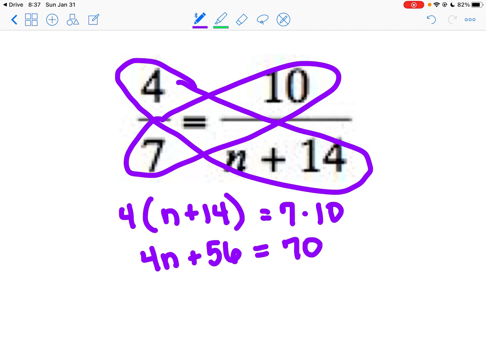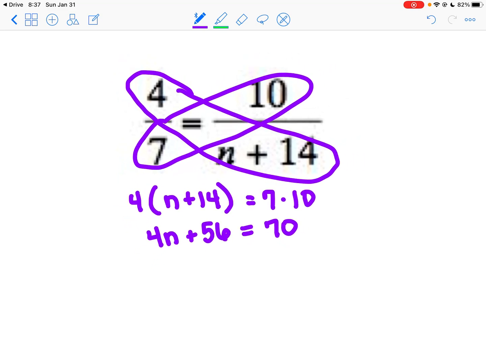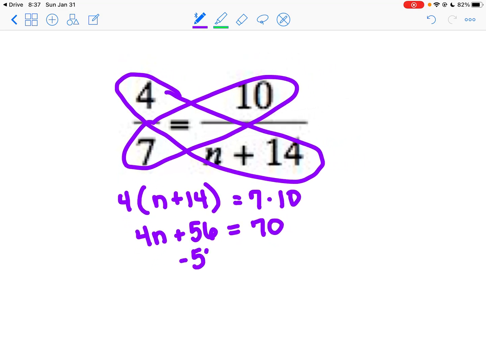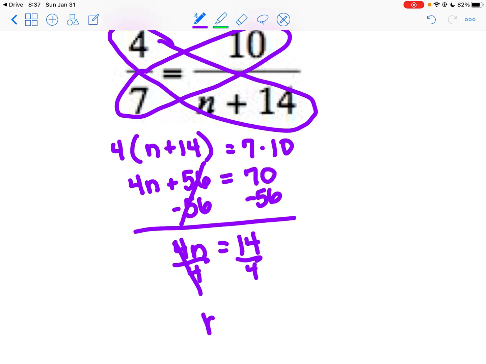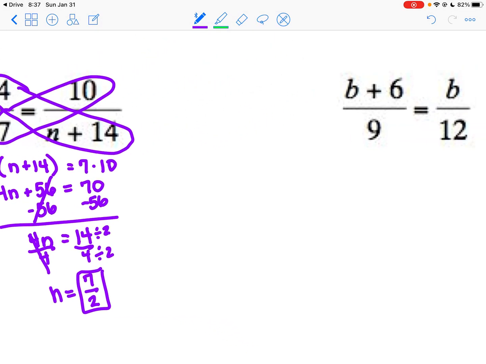So then I'm going to solve this by subtracting 56 from both sides. So I get 4n equals 14. And then I divide by 4, and it's okay if it doesn't divide out all the way. So this one doesn't. I can simplify this because both of them are divisible by 2. They're both even. So the reduced version would be 7 over 2 or 3.5. And that would make that ratio equivalent to the first one.